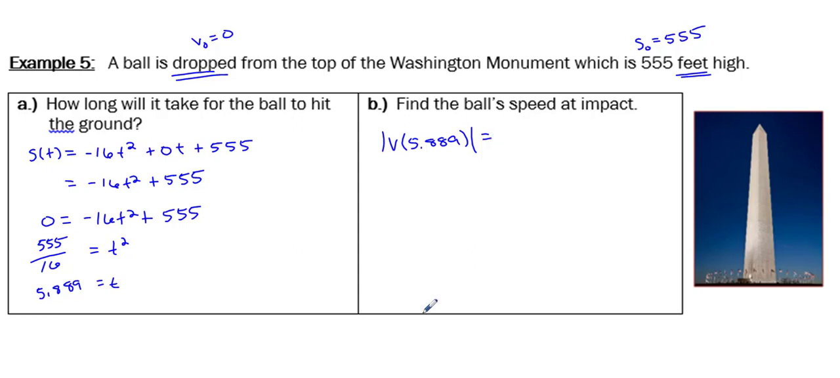I'm just going to first find the velocity function. V of t equals s prime of t, negative 32 t, right? And then absolute value v of 5.889. So negative 32 times A. That gives me negative 188.467. Well, now I know the absolute value is 188.467 or 468 if you round, and feet per second.